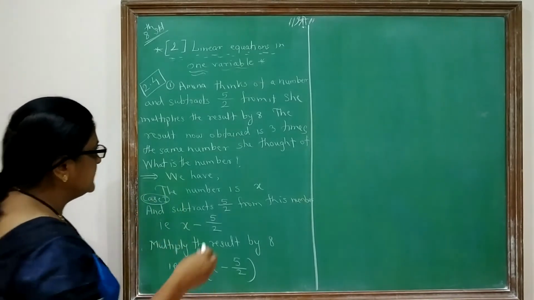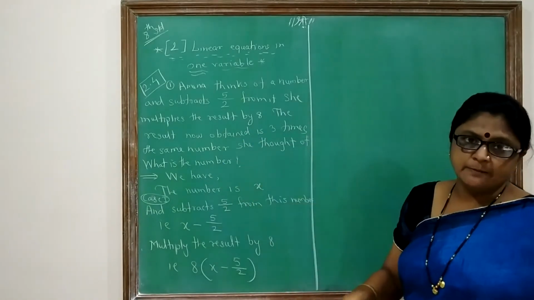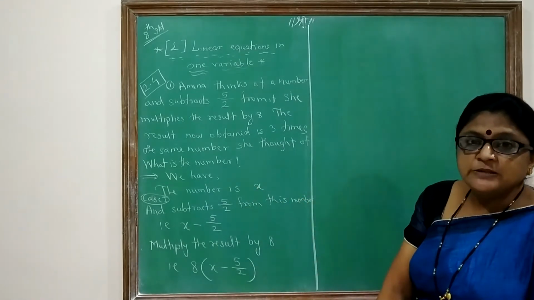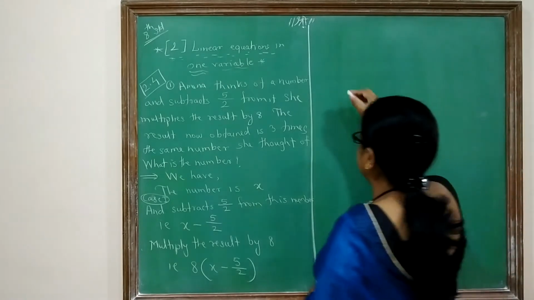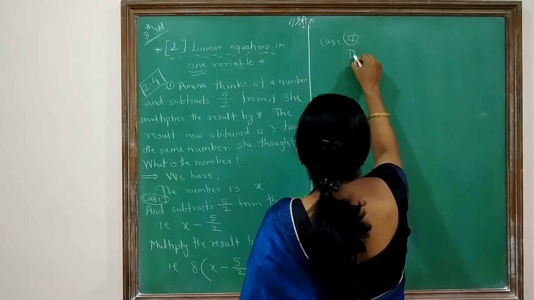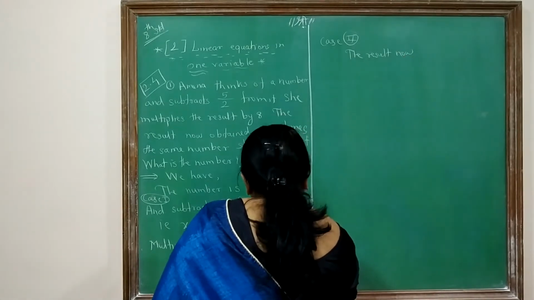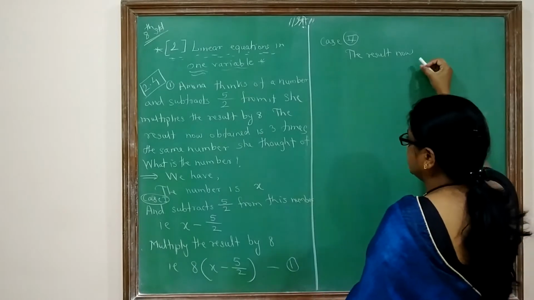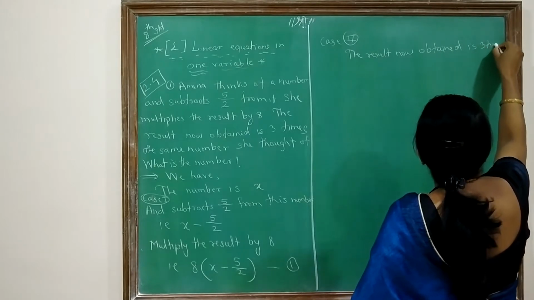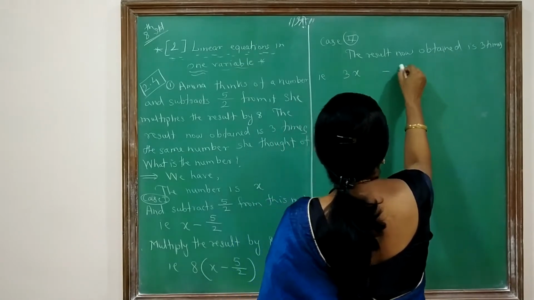And your second condition is what? The result now obtained is 3 times the same number. The number is x. 3 times means you will write another number is 3x. Then case 2. The result now obtained is 3 times, that is 3x. This is your equation 2.